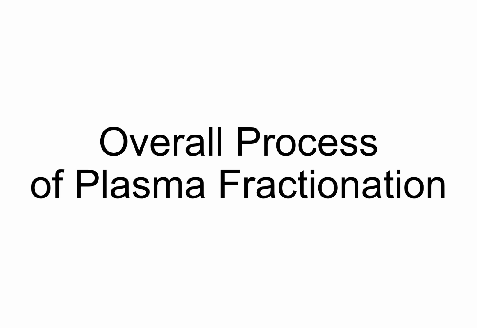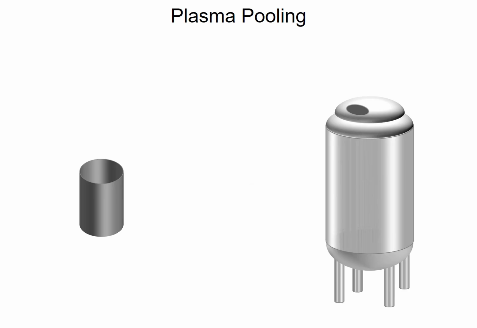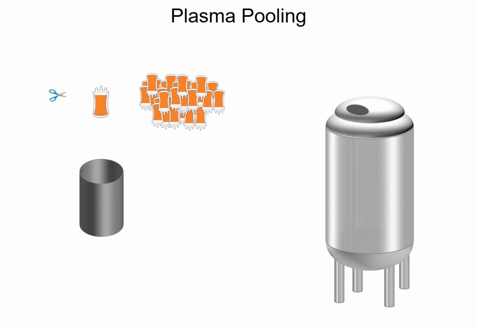This animation shows the overall process of plasma fractionation. This is the process for plasma pooling. Since plasma is contained in individual plasma bags, each plasma bag has to be cut with scissors and transferred into a basket and then into a pooling tank.